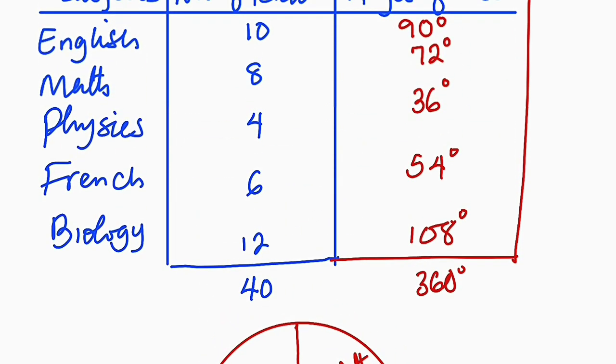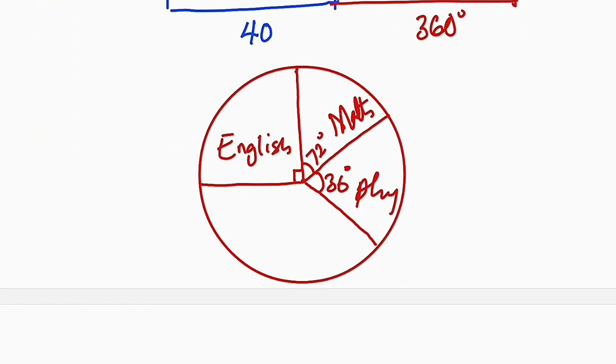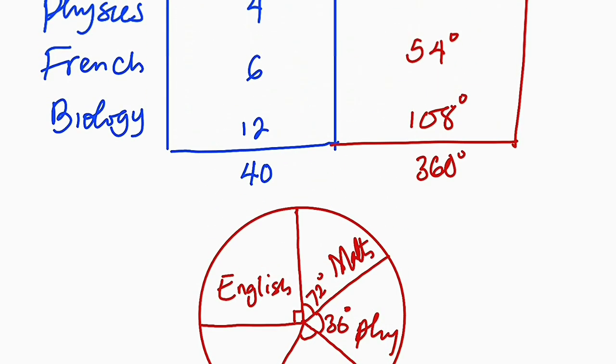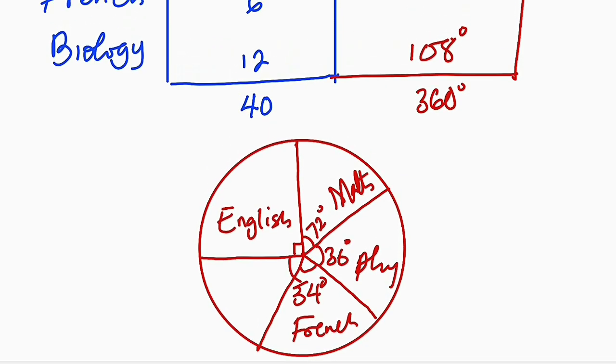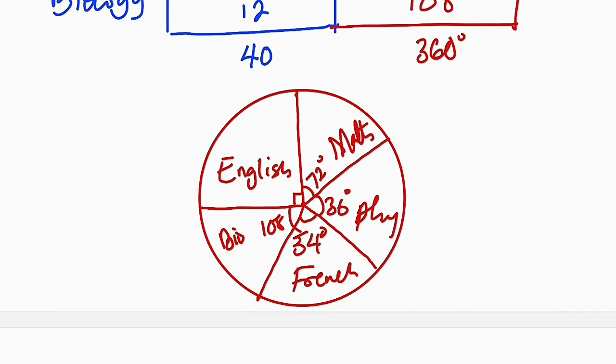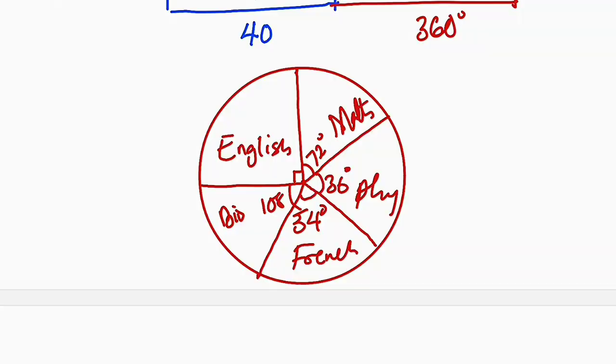Then we have 54 degrees, which represents French. This is just an estimation. I will show you the real working. This is 54 degrees for French. And lastly, whatever will be left will be 108 for what? Biology. But let me show you how to do that using a compass.